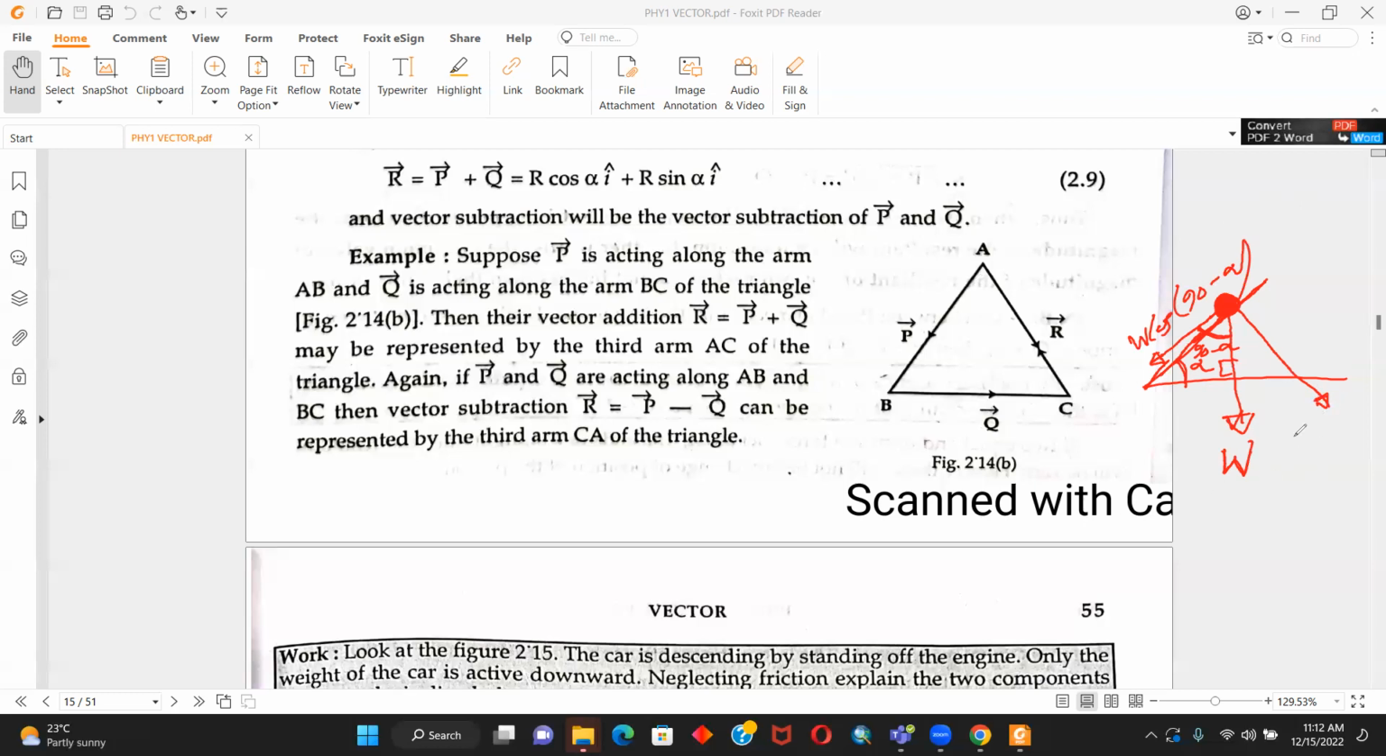And this one, W sine 90 minus alpha. So here the horizontal component equals W cosine 90 minus alpha. The vertical component equals W sine 90 minus alpha. Okay. These things are very important for you to understand. You have to understand them properly.